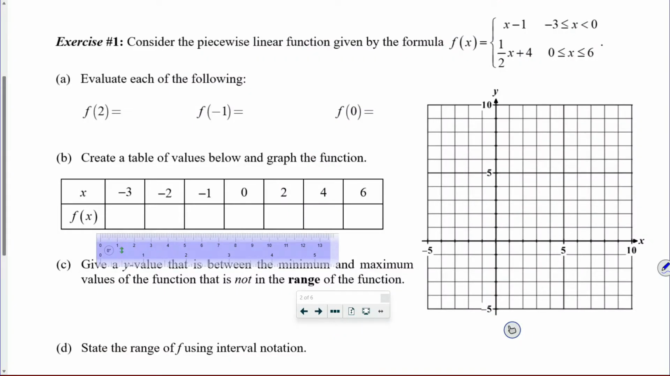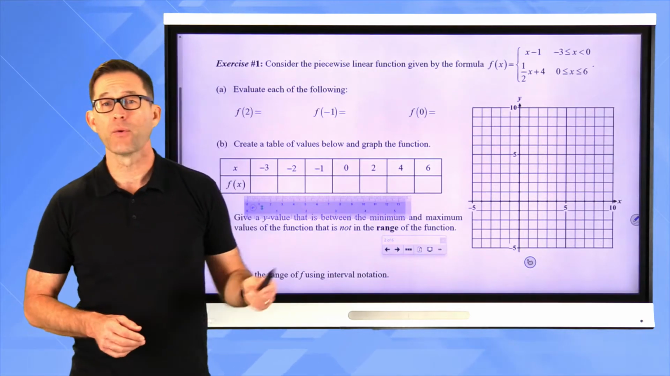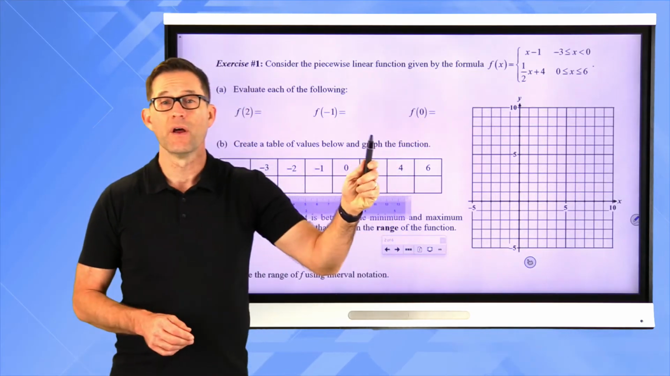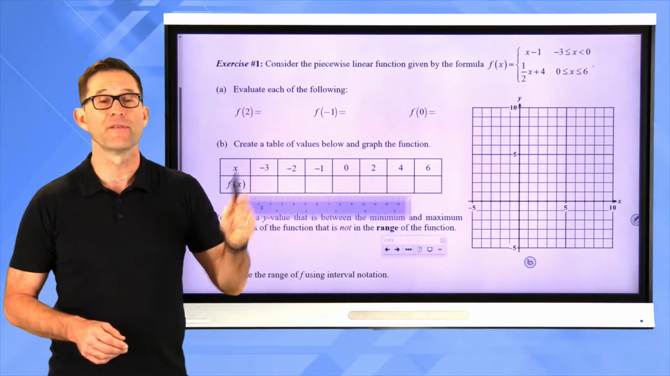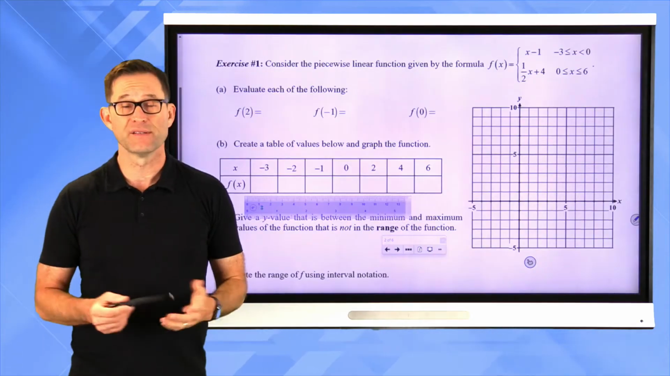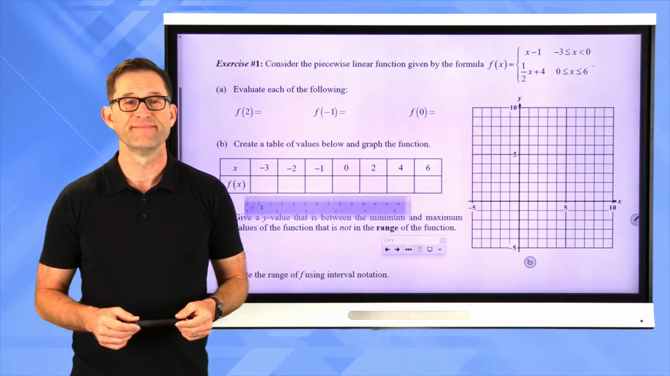Evaluate each of the following: f of 2, f of negative 1, and f of 0. See if you can remember how to evaluate a piecewise function for various inputs to the function. Pause the video now and see if you can come up with these function values.